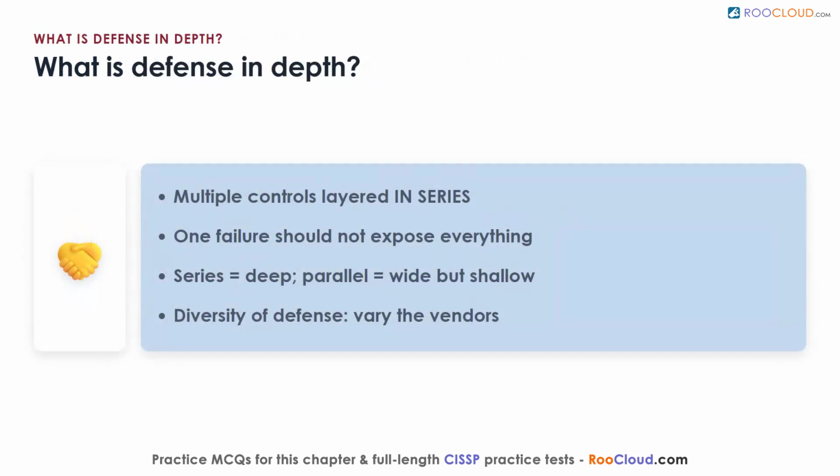What is defense in depth? It is layering multiple controls in a series, one after another. No single control stops every threat, so you stack several so a failure in one does not expose everything behind it. The order matters. In a series, every attack must pass through each layer in turn, so each one gets a chance to catch it. Parallel checkpoints are wide but shallow, and a threat can slip through the one gate that ignores it. A related idea is diversity of defense, using products from different vendors so one shared flaw cannot topple several layers at once. Picture a castle with a moat, a wall, and a locked keep, each guarding the next.